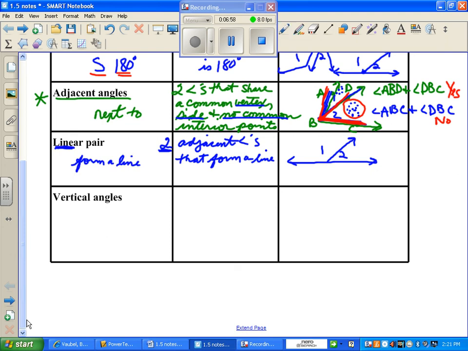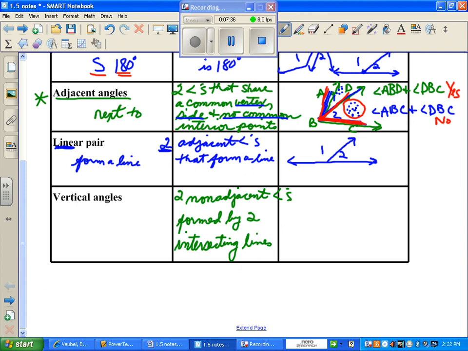Okay, vertical angles. I'm defining this differently from the book. You can read the book if it helps you to make sense of it. There's a definition there. The one I will use is two non-adjacent angles formed by intersecting lines. So what I do is I draw two intersecting lines.